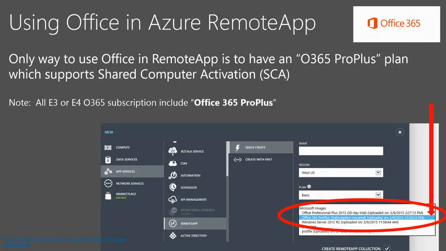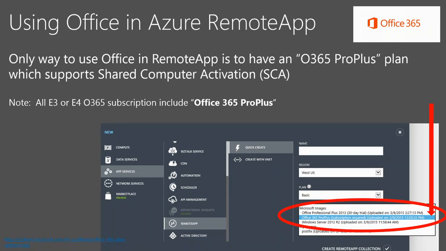Office. Let's talk about Office, because I saw a lot of errors pop up. The only way to use Office in Azure RemoteApp is if you have the Office 365 Pro Plus plan. Now that plan comes bundled with all E3 and E4 O365 subscriptions, or you could buy it as an add-on if you have the business plan. Either way, it uses shared computer activation, so you need Office 365 Pro Plus in order to have that. We have 2 kinds of images that I talked about with that.